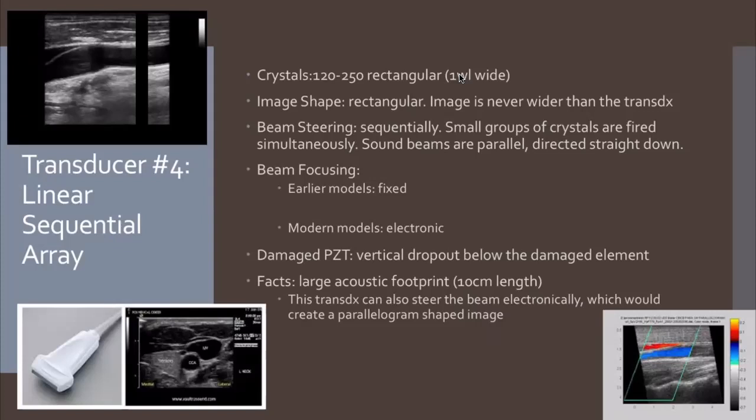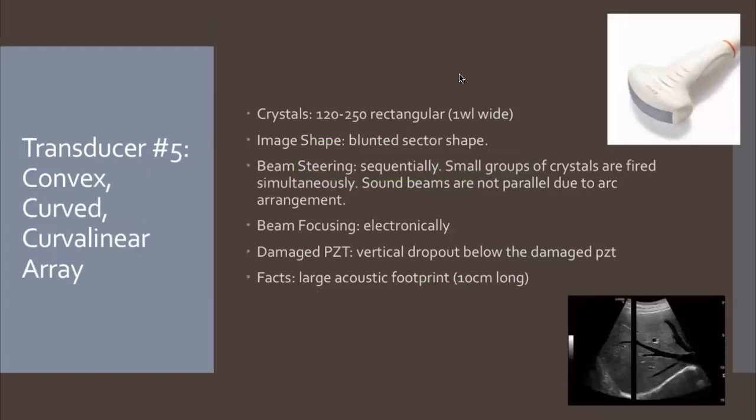So when we look at beam steering, it's done sequentially in small groups, right? I told you guys to remember small groups. Well, it can also be steered electronically, which you guys should know by now that electronic or automatic means time delay or phasing. And in that case, if the steering is accomplished using time delays, the resulting image would look like this. So it doesn't look like a square anymore, but now it looks like a shifted square, which is called a parallelogram. Transducer number 5 has 120 to 250 crystals, 1 wavelength wide.